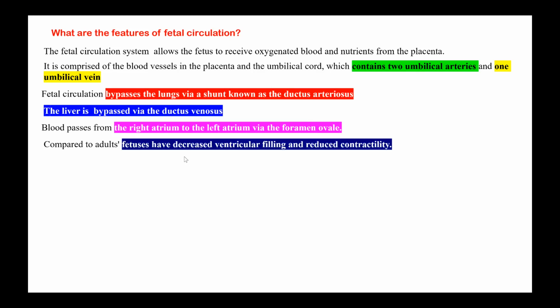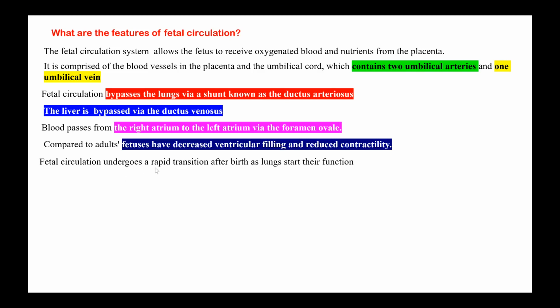And the ventricular filling and contractility of the fetus is also very poor because the muscle mass is very small, it is not very compliant. So the filling and contractility both are reduced, and it gradually becomes normal after the child is born and starts growing, at the age of 3 years. Then only it becomes like a normal ventricle.